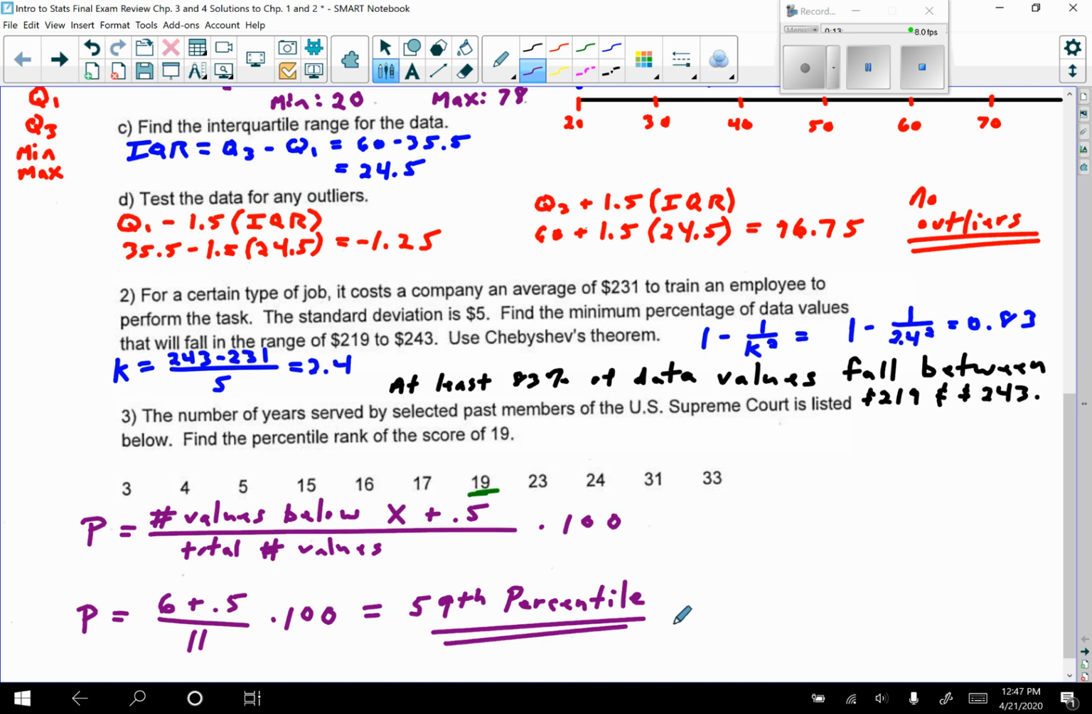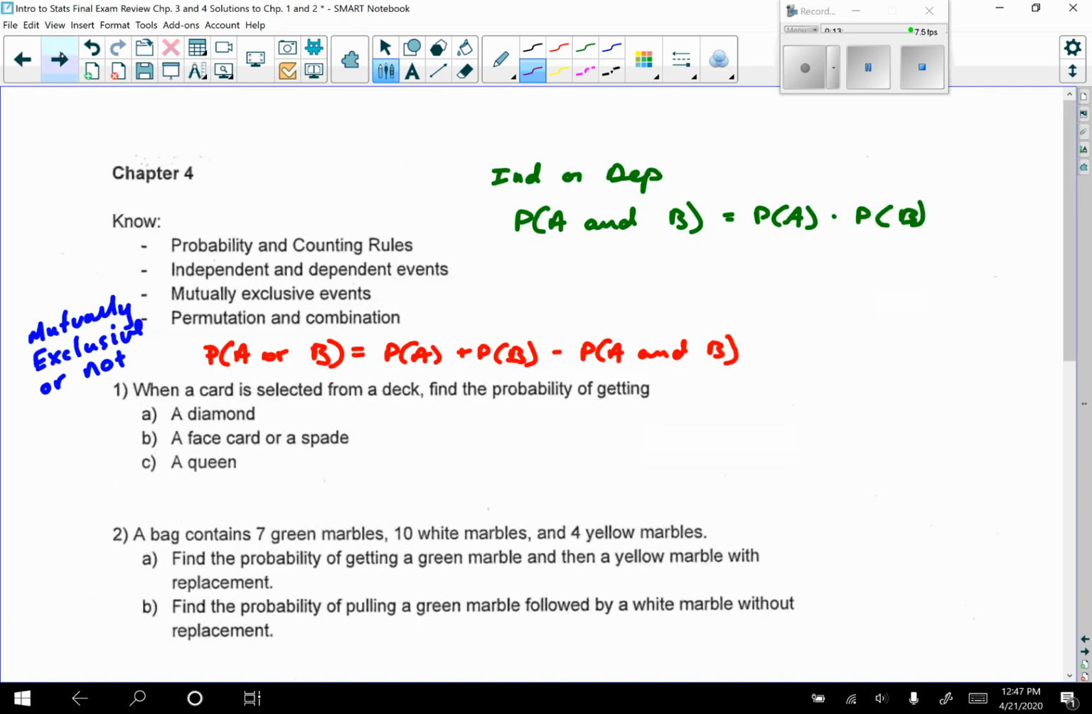All right, so keep in mind, these chapter reviews that I'm breaking the final exam review into are going to be your best bet to prepare. All of these questions are going to be very similar to what I'm going to give you on the final exam. All right, let's take a look at chapter 4, probability.